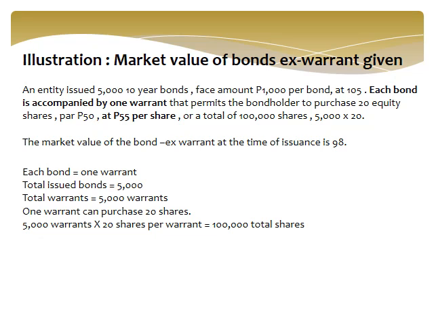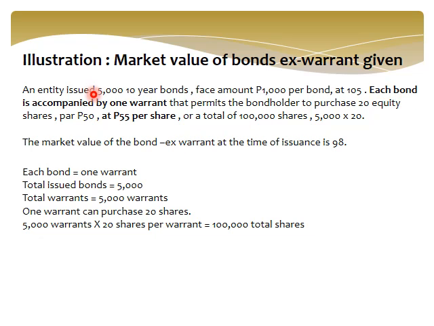So, each bond is accompanied by one warrant. Magkano lahat ng bonds? Ilan lahat ng bonds? 5,000. Each bond daw is accompanied by one warrant. That permits the bondholder to purchase 20 equity shares par 50 at 55 per share, or a total of 100,000 shares. 5,000 times 20. The market value of the bond X warrant at the time of issuance is 98. So, given.